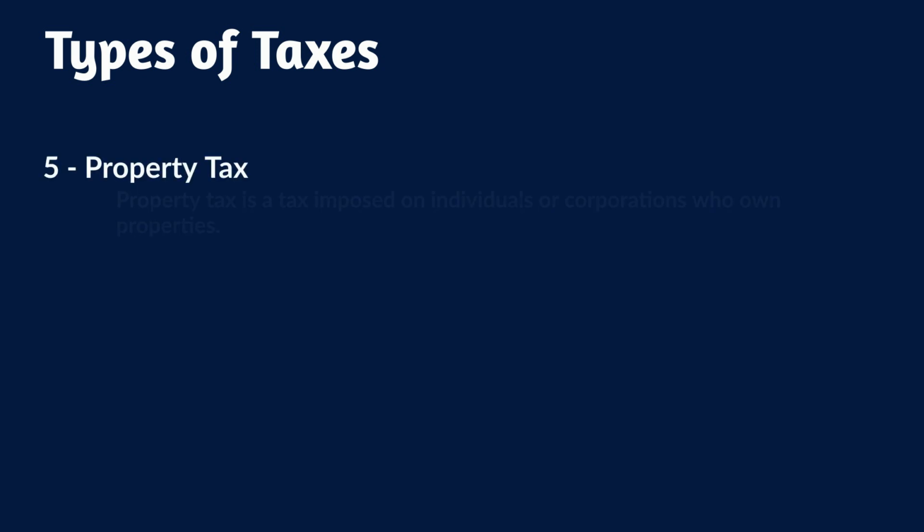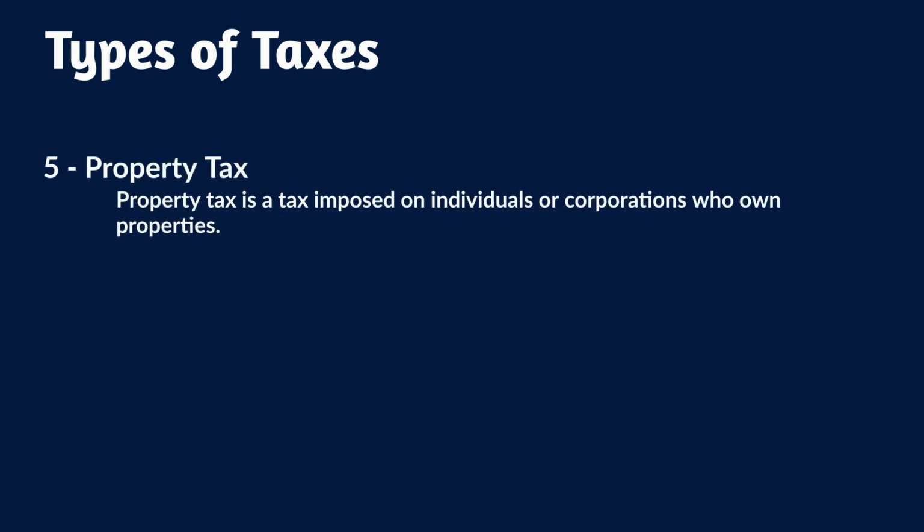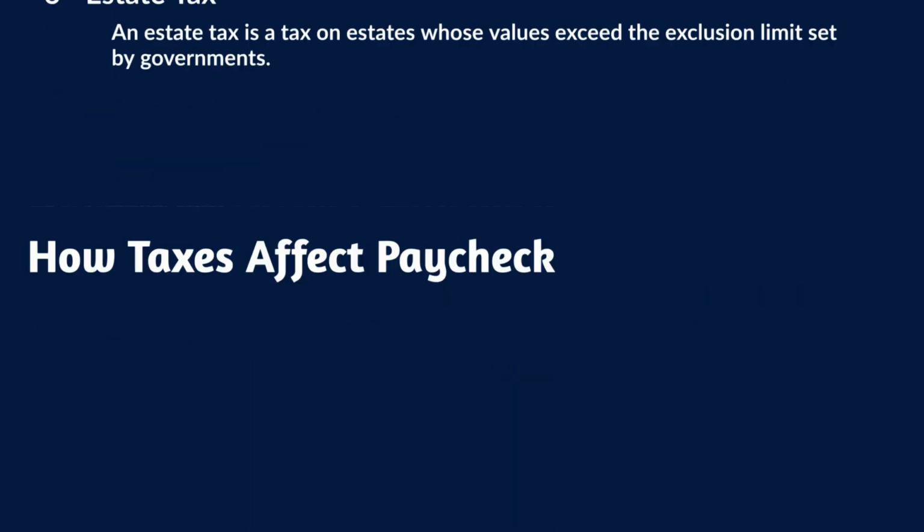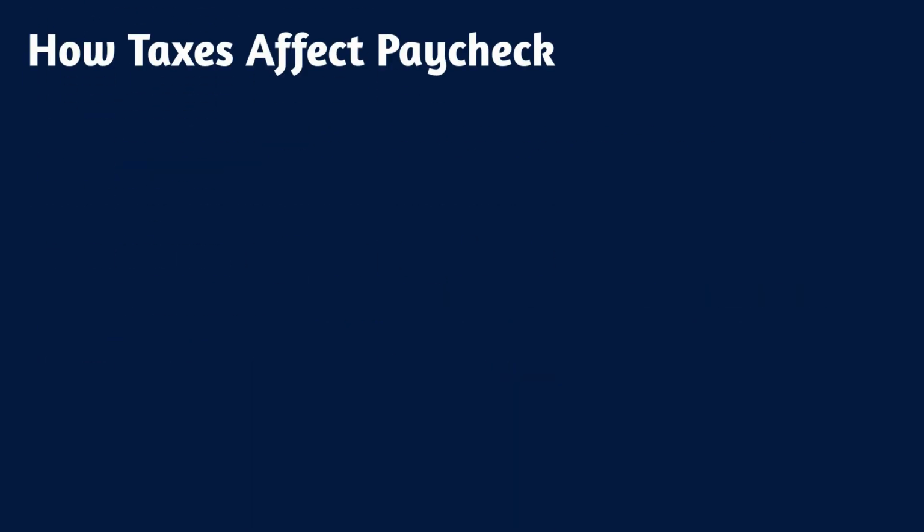Number 5, property tax. This is imposed on individuals or corporations that own properties. The property tax depends on the area of the property. Number 6, estate tax. There are certain thresholds set by the government above which an estate needs to pay an estate tax. How taxes affect paycheck.